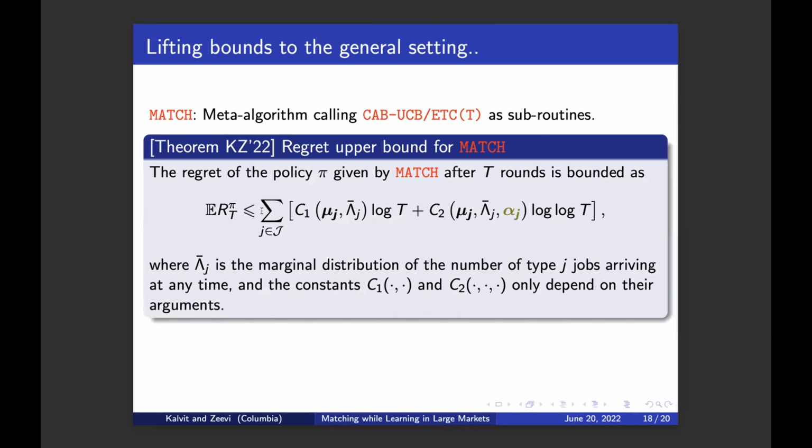So that's how one is able to translate logarithmic guarantees for the countable unbounded problem to the full generality of the matching problem. So this additional summation over the job types, which is here, is introduced as a consequence of match invoking these algorithms as subroutines in a parallelized manner.